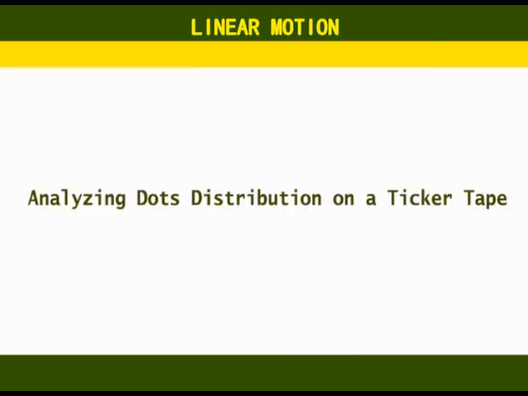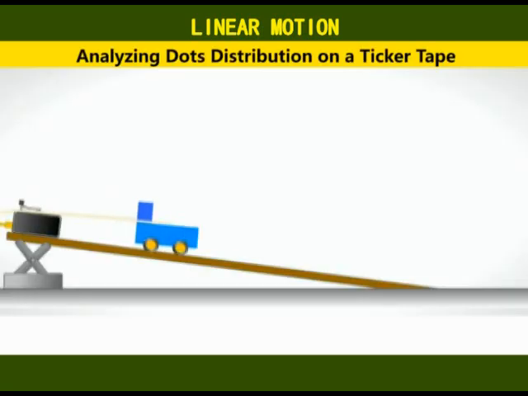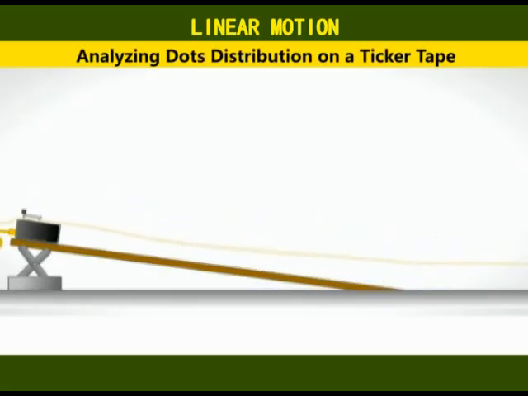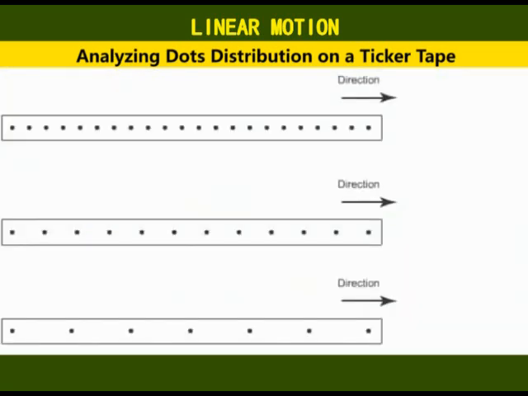Let's see how we analyze the dots on a ticker tape. Now, the motion of the object pulling the ticker tape can be determined from the distribution of the dots on the tape. The closer the dots, the slower the motion. The farther the dots, the faster the motion. The first strip shows the slowest motion of the 3 strips. The second one is faster, and in the third strip, the dots are farthest apart, indicating the fastest motion.